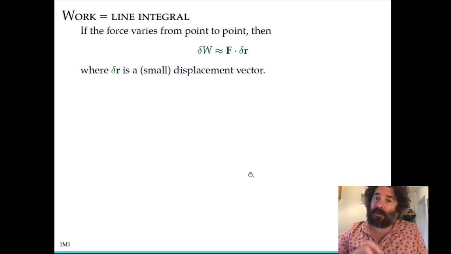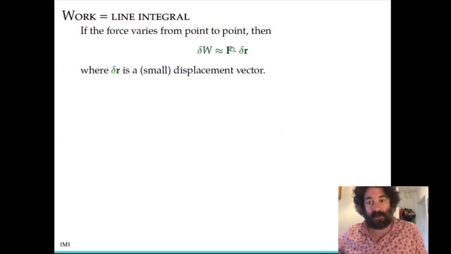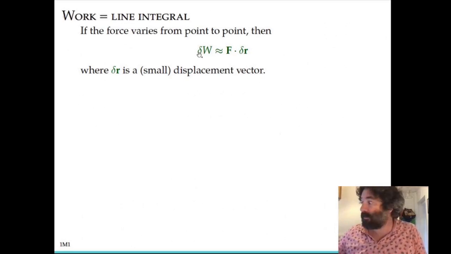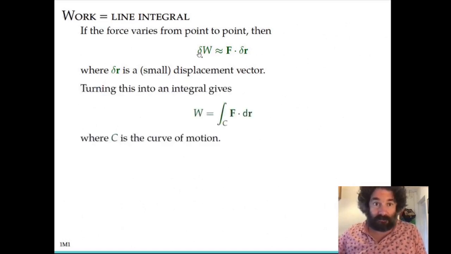So we divide the curve up into small pieces, each with displacement vector delta r, as shown, and we approximate the force along this displacement vector delta r as being constant, given by F, and then the work done moving along this small segment of the curve represented by delta r is the force dot product with delta r, delta W, and we add up all the small contributions along the curve, and this results in an integral. In fact, a line integral. So we integrate over the curve C, F dot dr.